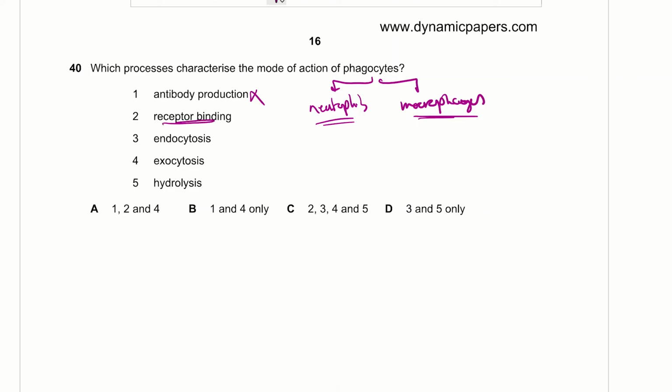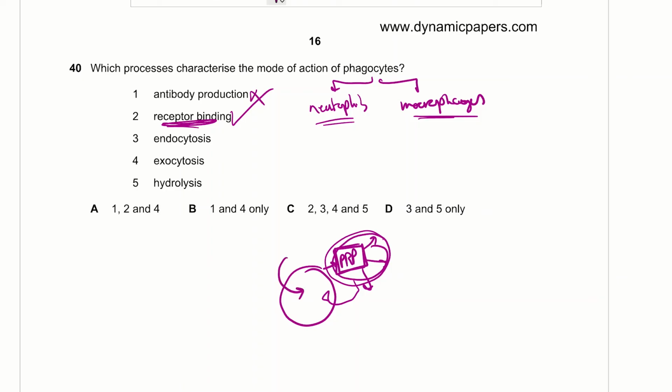2, receptor binding. So as we all know, how are microorganisms engulfed in the first place? It is because these phagocytes have something called pattern recognition receptors. These pattern recognition receptors are receptors that recognize foreign antigens. Therefore, this is correct. And by recognizing foreign antigens, what happens is that the microorganism now is engulfed. 3, endocytosis. Yes, endocytosis is the process where the engulfing of microorganisms takes place. Same with exocytosis. Once the microorganism is inside the phagocyte, it is thrown out by exocytosis.